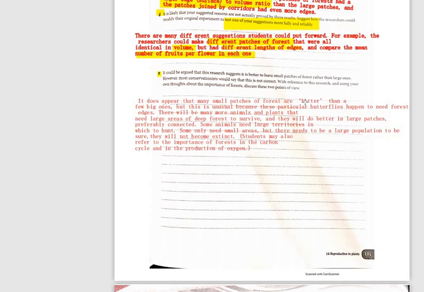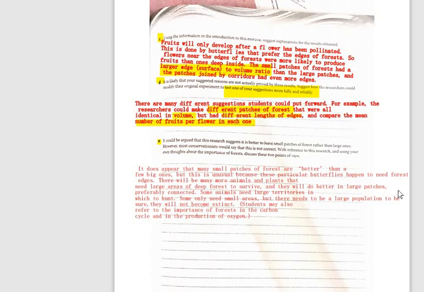So this is how it is, and that's the end of our chapter 16 answers to the IGCSE biology workbook.